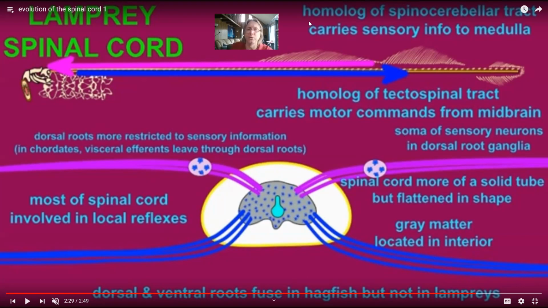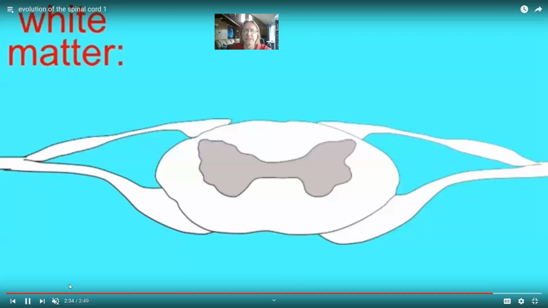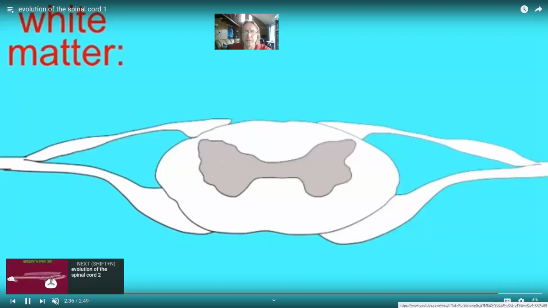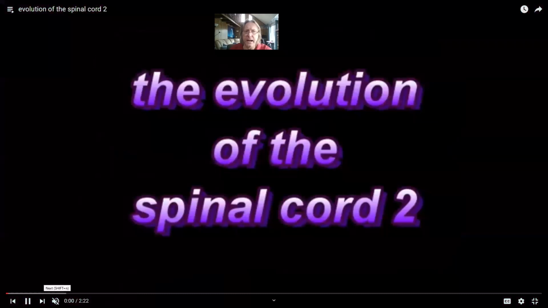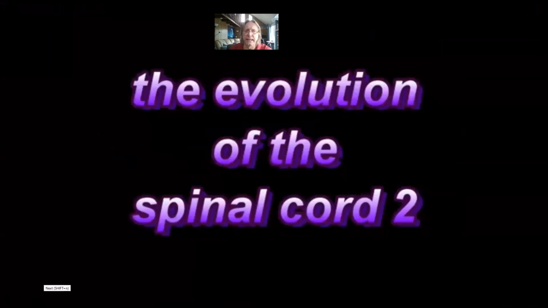So there is a spinocerebellar tract carrying information about the body's position to the cerebellum, which lampreys do possess, and a homolog of the tectospinal tract carrying commands from the midbrain down to the body. So even when we look at primitive vertebrates like these lampreys, we see homologs of some of the ascending and descending tracts which we see in higher vertebrates like ourselves.